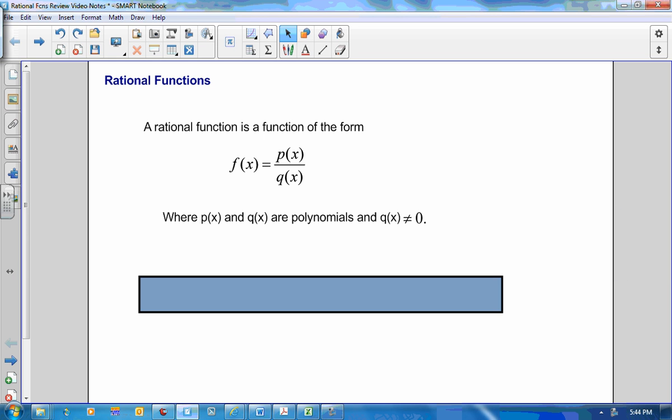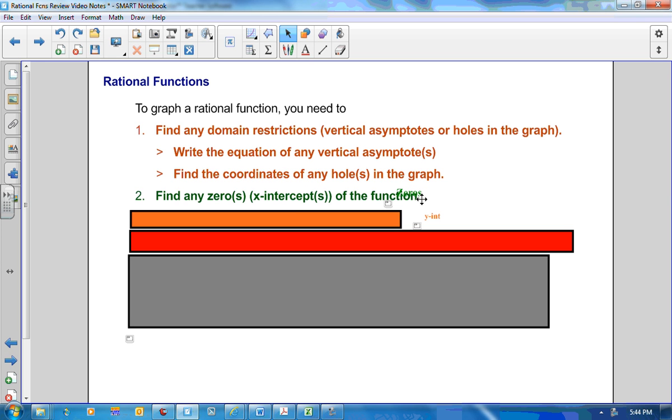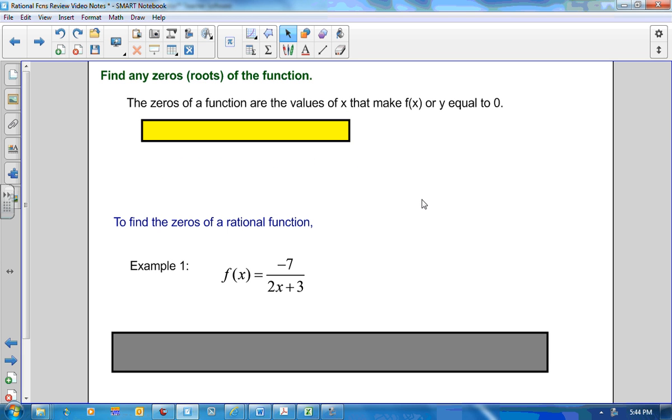In our first video on graphing rational functions, we looked at how to find any domain restrictions. Where will the graph have a vertical asymptote or a hole in the graph? In today's lesson, we're going to do two things. We're going to find any zeros or x-intercepts of the function, and we're also going to find the y-intercept of the graph if it has one.